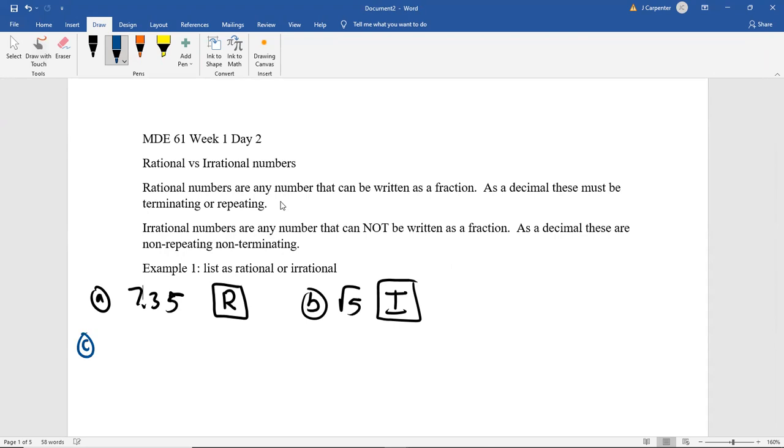Let's do 7/3. Let's go with the square root of 121. And so like I said, try these out for a couple minutes.